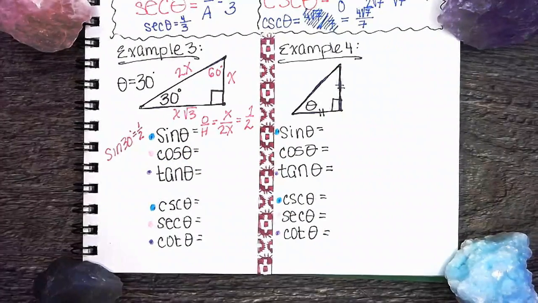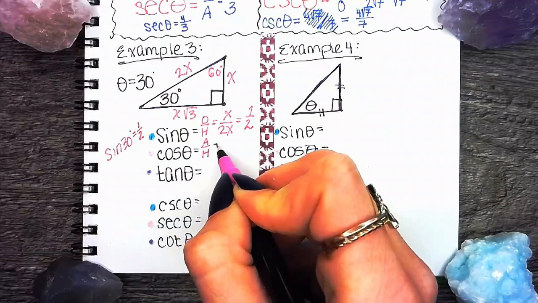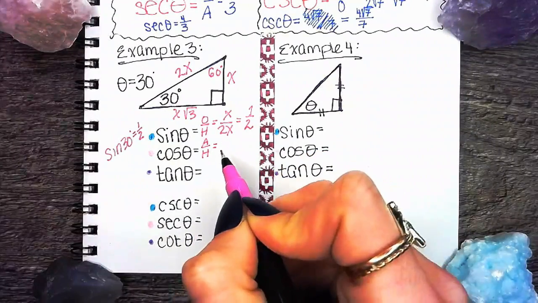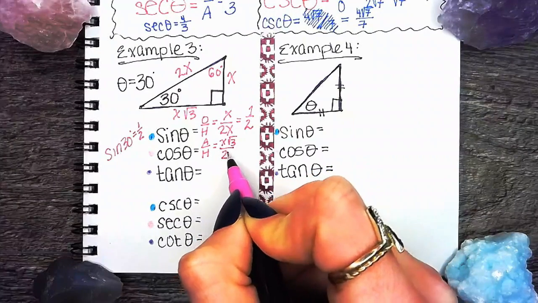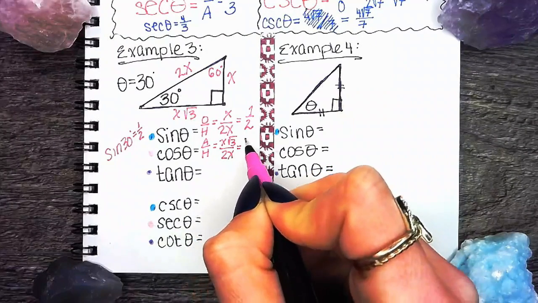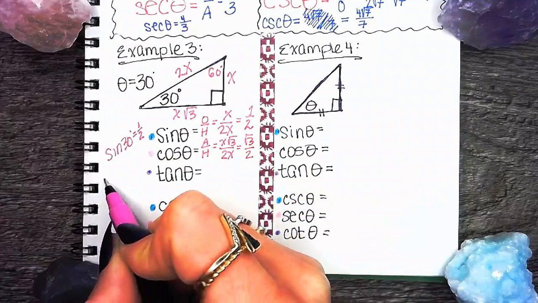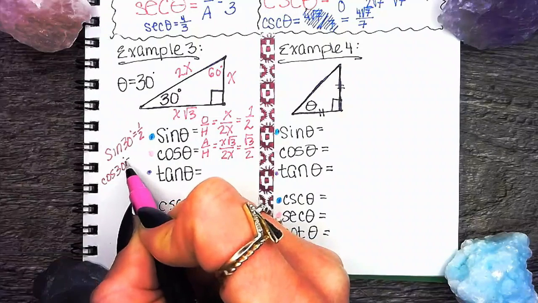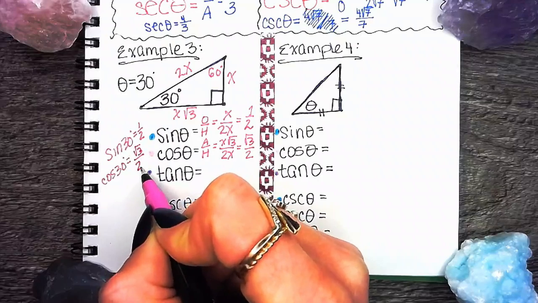Next, cosine of 30 degrees. Cosine is adjacent over hypotenuse. What am I going to fill in for adjacent and for the hypotenuse? I'll have x square root 3 over 2x. Those x's will still reduce. We'll have square root of 3 over 2. That's another fact that you can have memorized. It's always true. The cosine of 30 equals square root of 3 over 2.